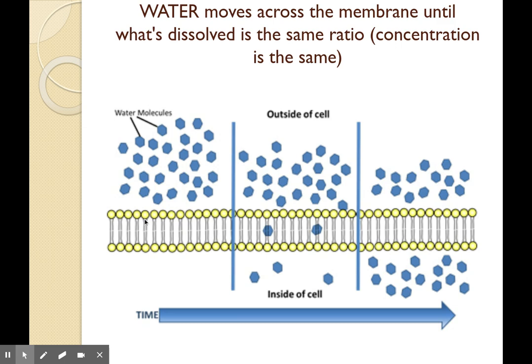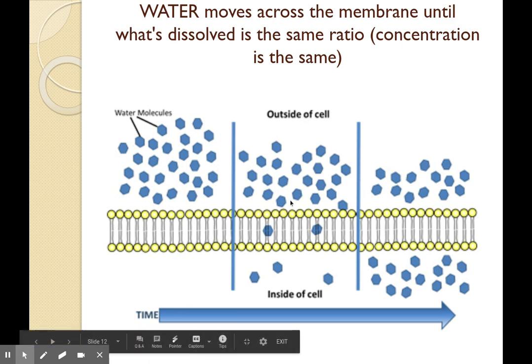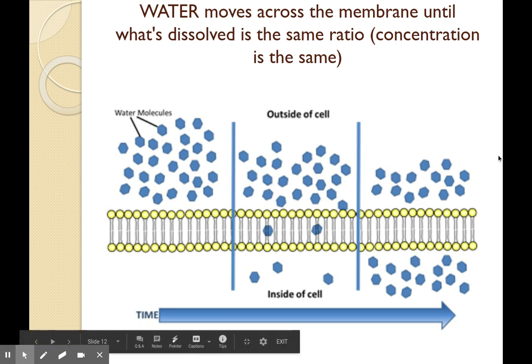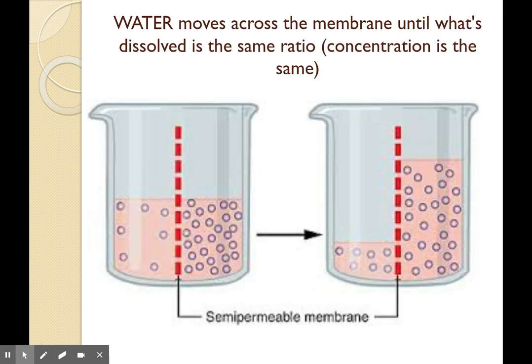So here we have this yellow line. This is our lipid bilayer. I told you that would be coming up again and again. So water molecules are eventually going to start moving through the lipid bilayer or membrane until there's an even amount of water on both sides. Okay, so when water goes through a membrane, that is called osmosis.